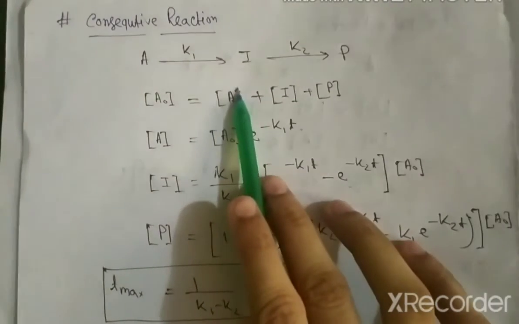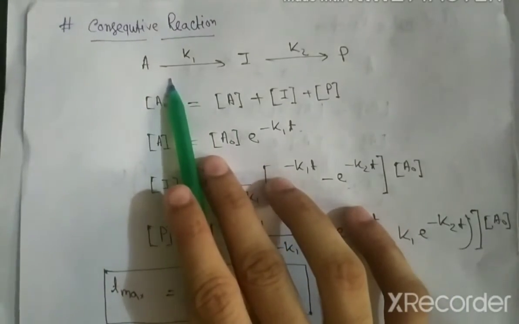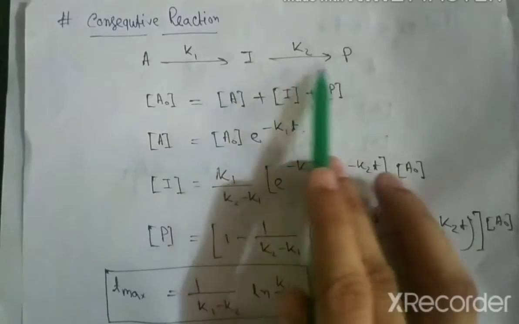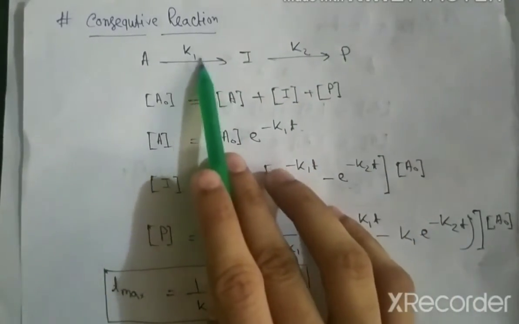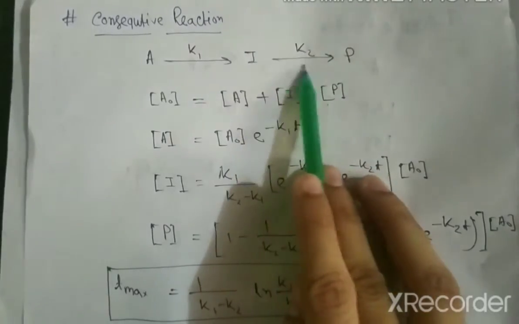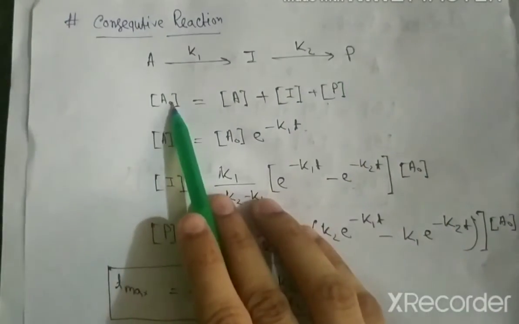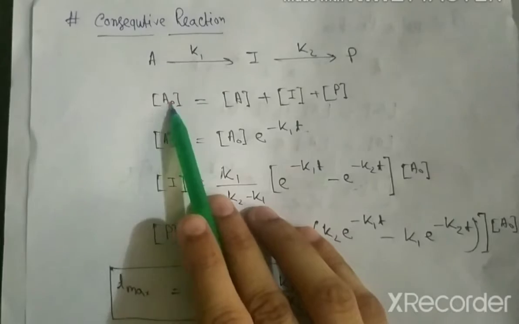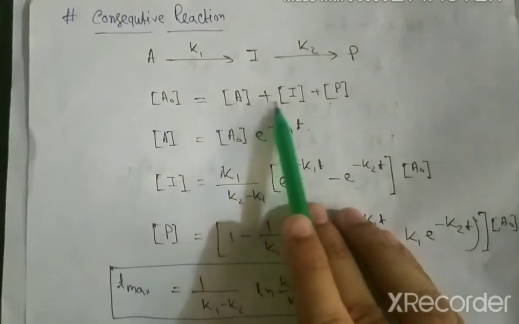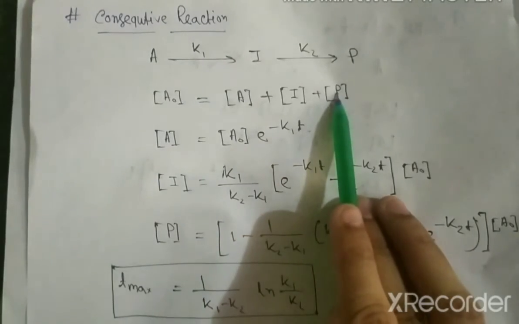Now consecutive reactions. Suppose a consecutive reaction is A to I and I to P. I is the intermediate, P is the product. K1 is the rate constant for A to I and K2 is the rate constant for I to P. Then the initial concentration of A, that is A naught, is equal to the concentration of A plus the concentration of I plus the concentration of P.